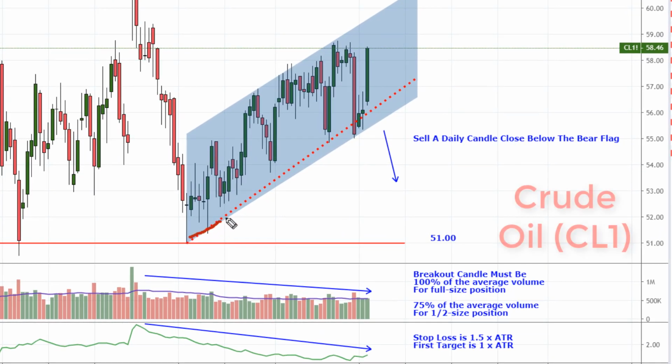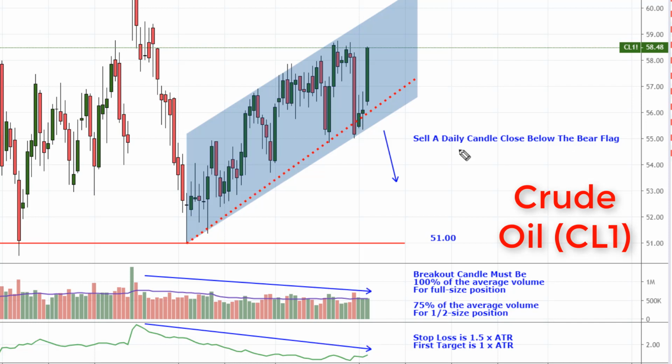Okay, this dotted line right here is where the bear flag was on crude oil earlier. I sold this candle on Friday, and of course it closed on Monday back up inside the bear flag, so I took a small loss right there. But you can see that the volume and the volatility have continued to drop on this, so I'm willing to take another go at this one, and I've redrawn this bear flag.